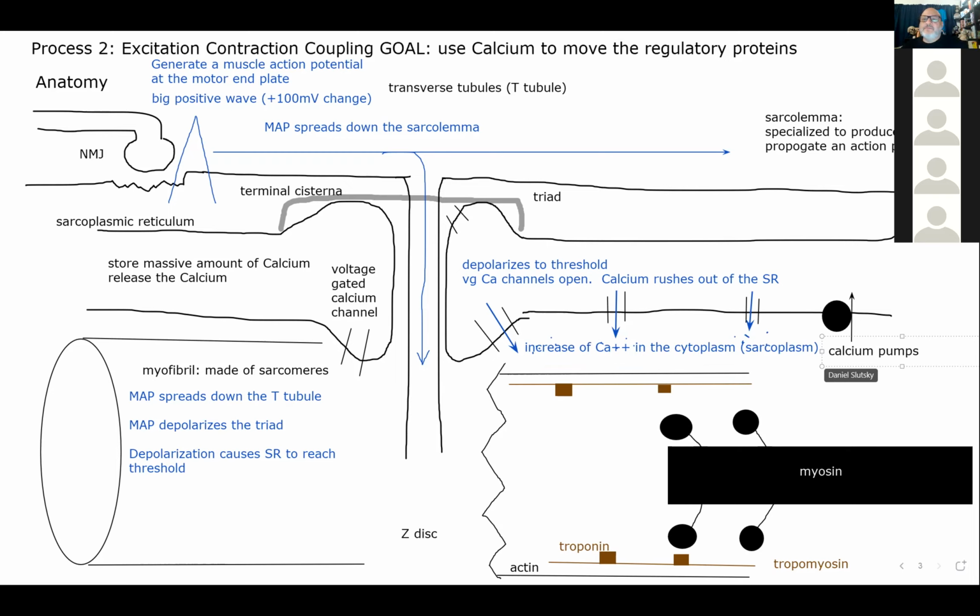This calcium happens to be coming out of the sarcoplasmic reticulum right over the top of our myofibril. Remember, our sarcoplasm drapes around the myofibril. So our calcium binds to the troponin.